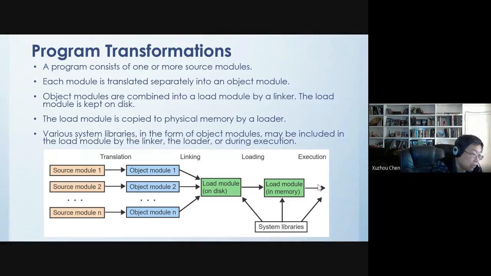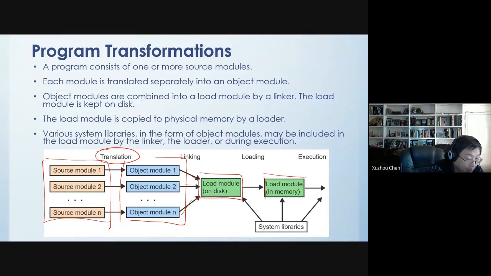Now this is the diagram, which basically shows here's a source module. After compiling the code, you create a whole bunch of object modules. After you link all these object modules together, you create a load module, and the load module can be loaded into the memory. So the load module basically consists of a whole bunch of instructions, and you can load it into the computer memory.